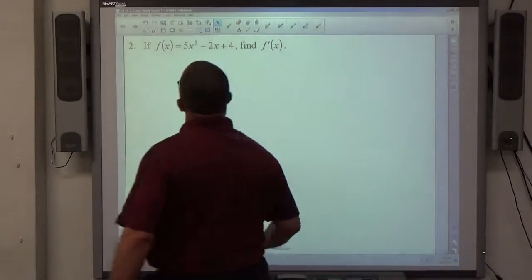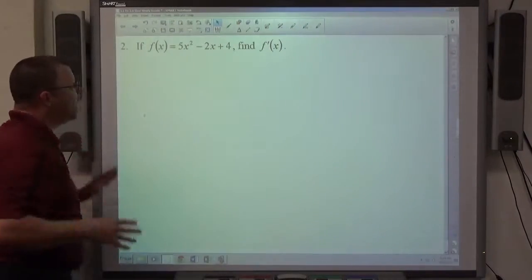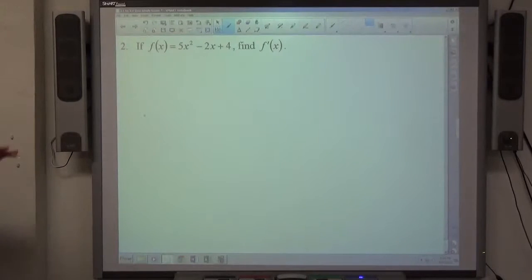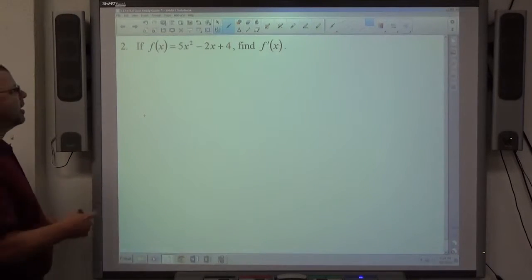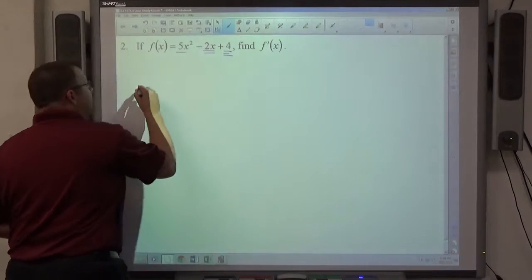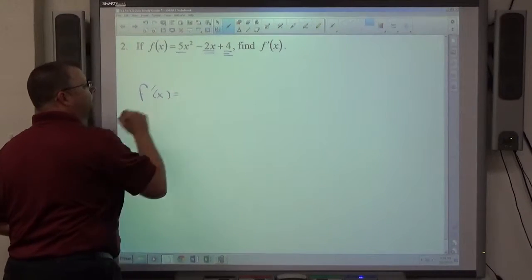Number 2. Now we're going to be using our techniques from chapter 3.3. f of x equals all that, find f prime of x. This is just a power function and a power function and a power and a constant. So f prime of x is just the power rule for each one.